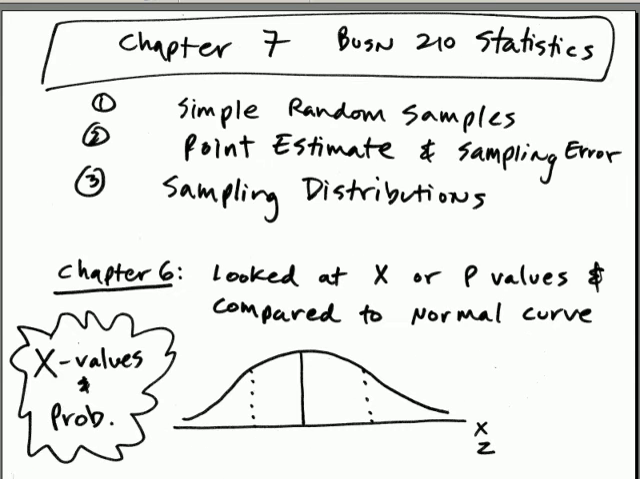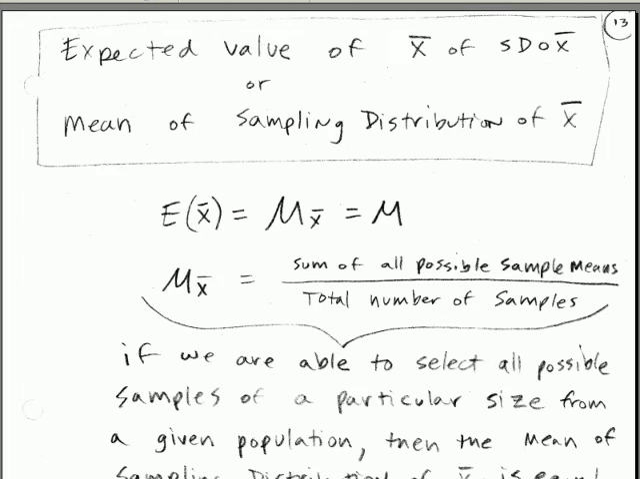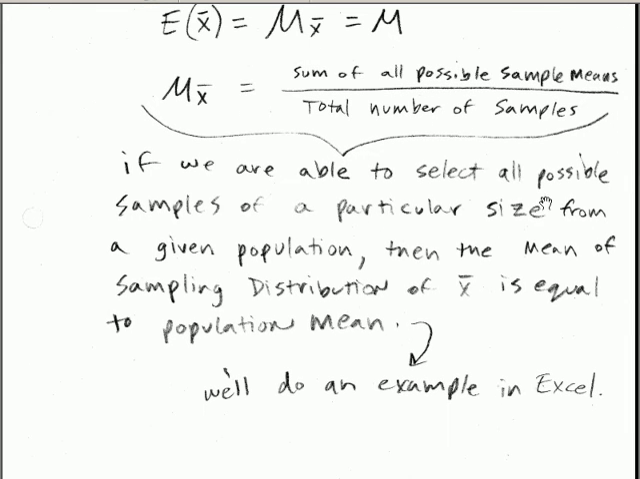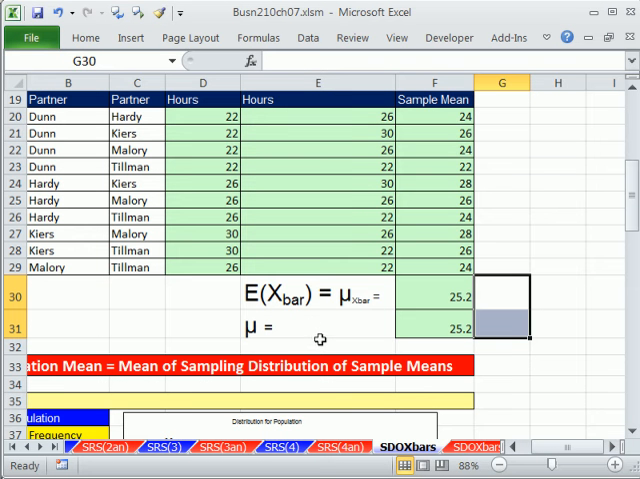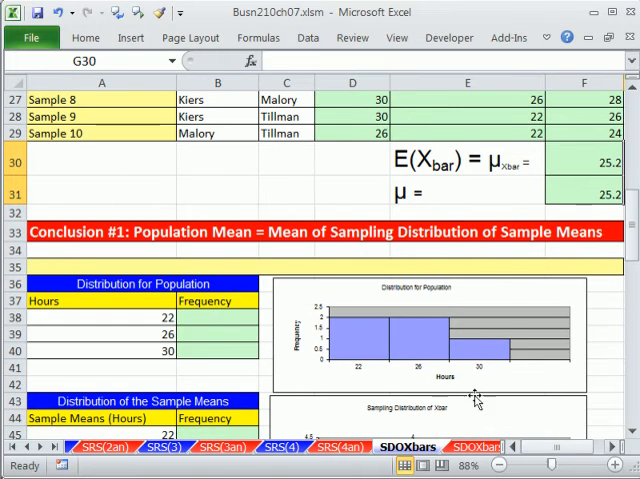Oops, I have to go back to, I think it's 16, right? And all that says here, if we're able to select all the possible samples of a particular size from a given population, then the mean of the sampling distribution of Xbar is equal to the population mean. Now, that's conclusion number 1. Remember, we are doing this exercise here to learn something about the distribution of Xbars. All right, now let's come over and plot these.